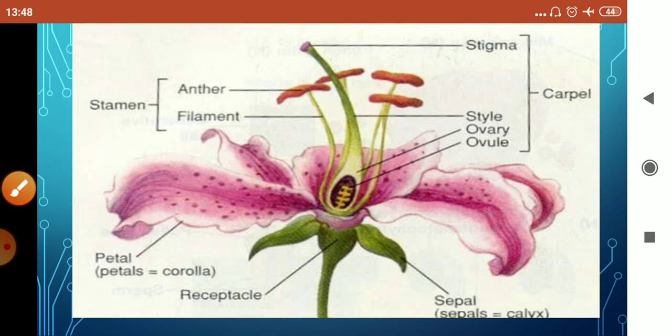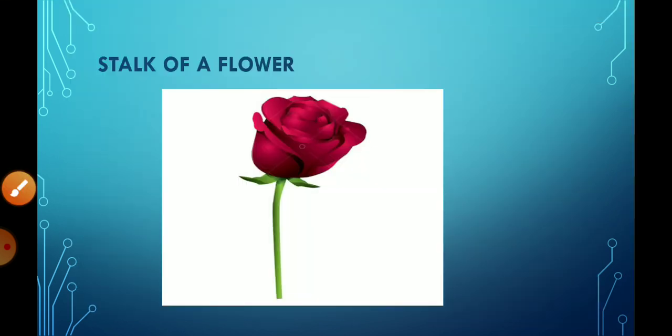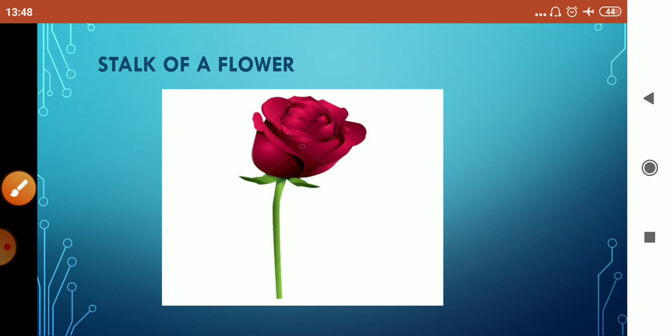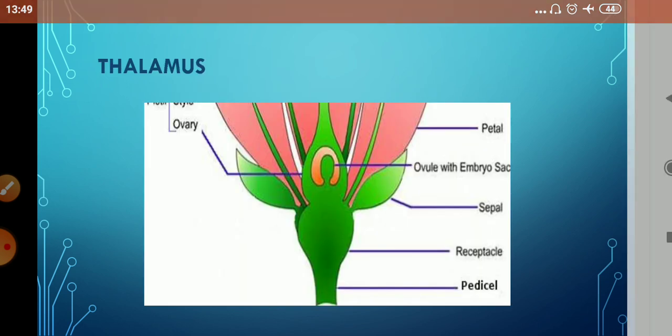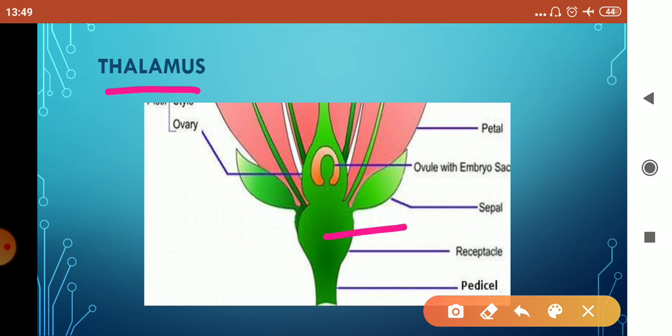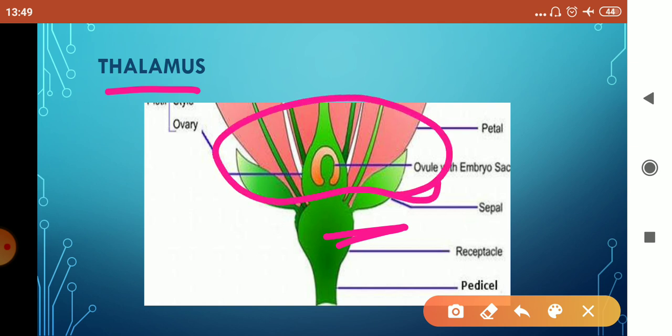Now children, I am going to proceed with two more structures. The first one is the stalk of a flower. This green part is called the stalk of a flower, which helps the flower in being attached to the branch or the main stem of the plant. And the second structure is thalamus. This swollen portion is called the receptacle or thalamus, on which the floral structures are present, on which all the four whorls are present.